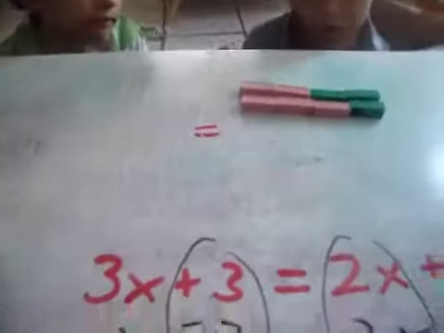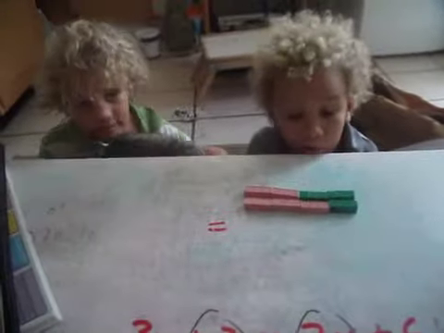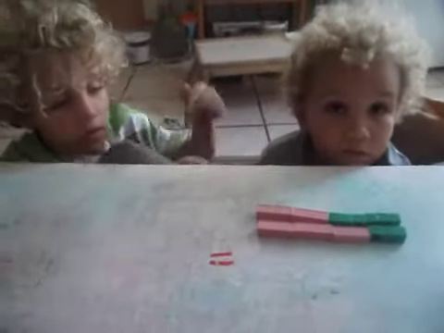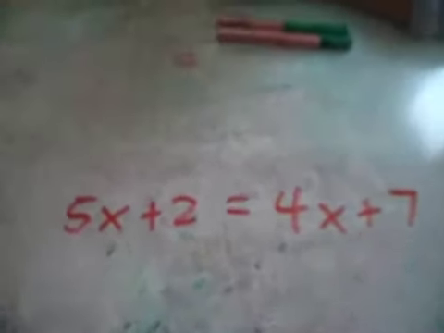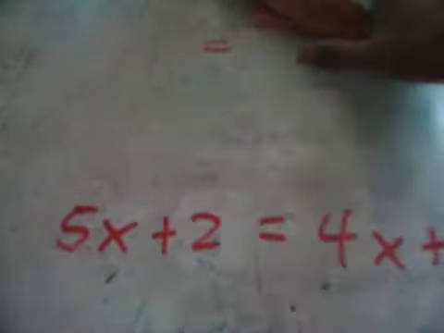Alright. I think we should do another one. Alright, let's do another one. Okay. Get it set up. I have 5x plus 2 equals 4x plus 7. So get the pieces out that you need. Let's get these guys out of here.